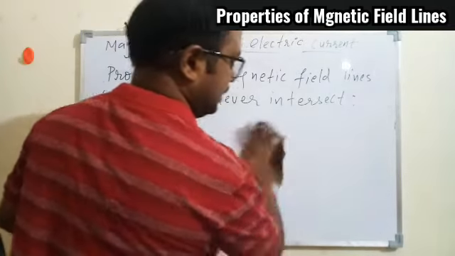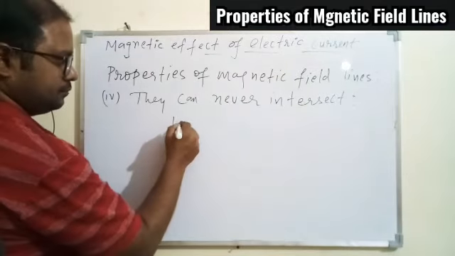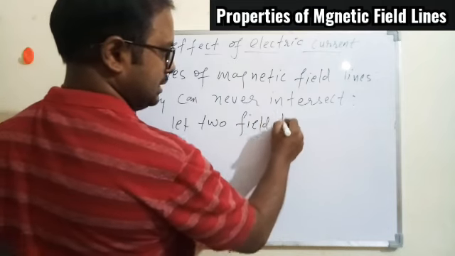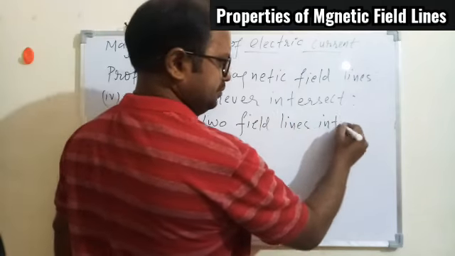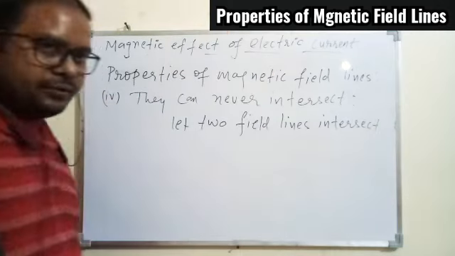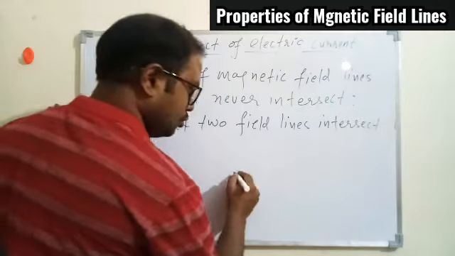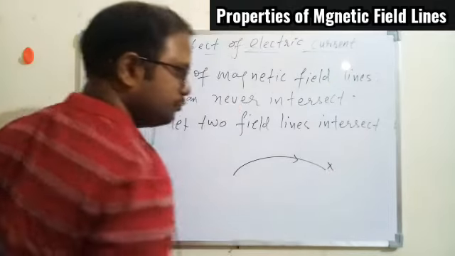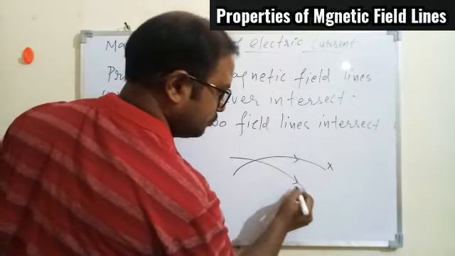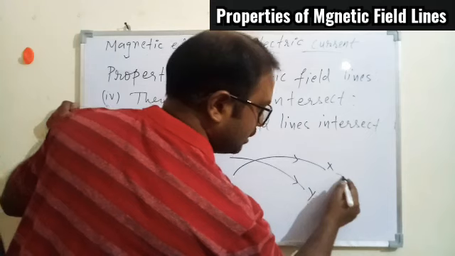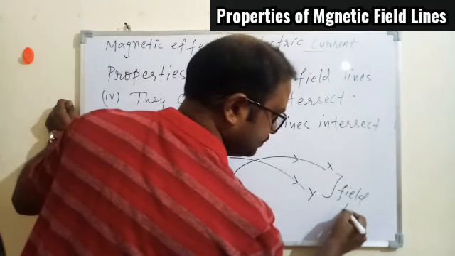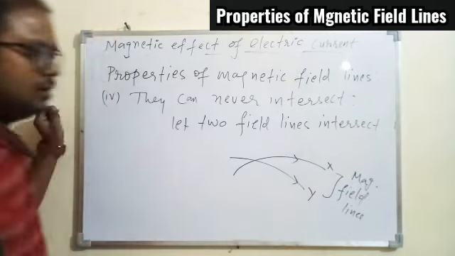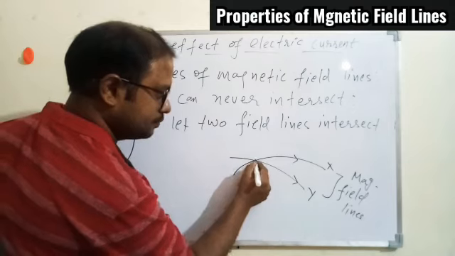Okay, so let's take two field lines intersecting. So we'll understand in a different way. Let them intersect, then what will happen? I'm not drawing the entire magnet now. I'm drawing one magnetic field line x and another magnetic field line y. So x and y are the magnetic field lines, and they are intersecting at this point.